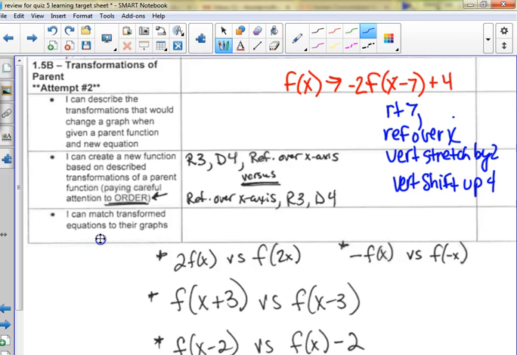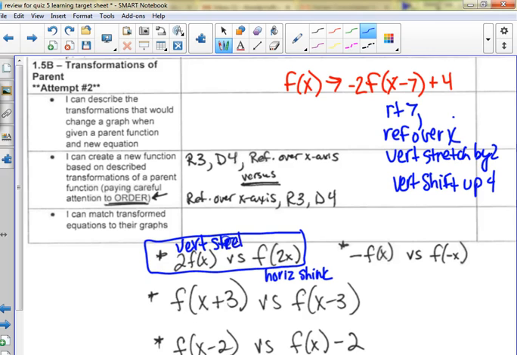All right, then there is matching. I can match transformed equations to their graph. Please tell me what the difference in this is. This is a horizontal shrink. This is a vertical stretch because anything that happens inside is the opposite of what it seems. Are you okay? What's the difference between these two? Reflect over X, and this one is reflect over Y, which means it flipped that way, left to right. For example, this became this, okay?